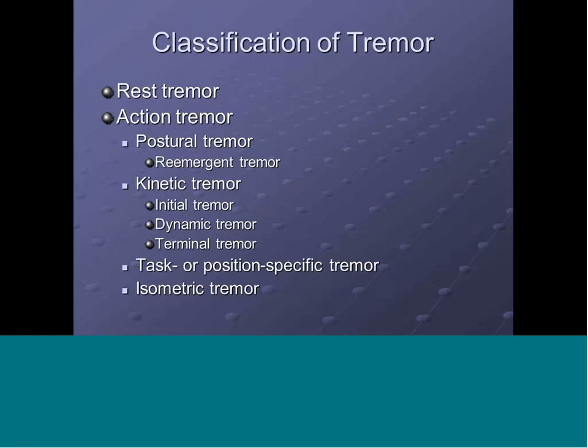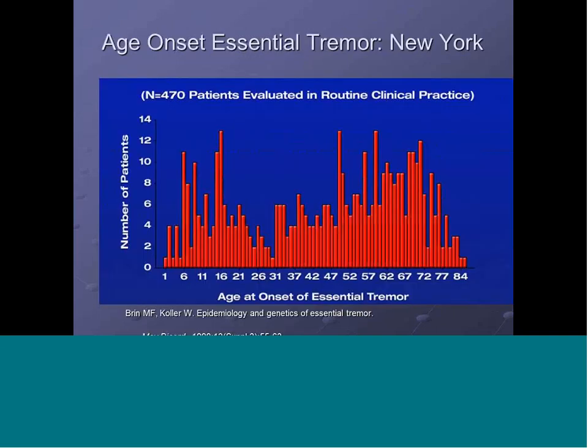But in Parkinson's disease patients, the resting tremor re-emerges with the same frequency as you see at resting position. Kinetic tremor includes the initial tremor, intentional tremor, and terminal or endpoint tremor. Then there is task-specific tremor. These people develop tremor with performing specific tasks such as writing or using the hand on the computer with specific action only, and asymmetric tremor.